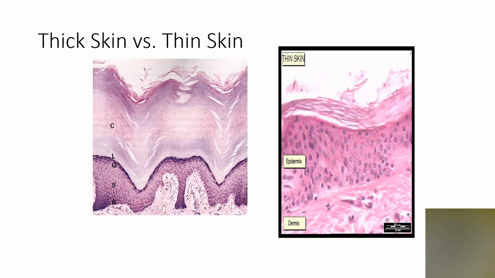The epidermis consists of several distinguishable cell layers. These cell layers are called strata. Histologists use strata to differentiate between thick skin and thin skin. Thick skin is found covering soles of the feet and palms of the hand. Thin skin is found everywhere else.